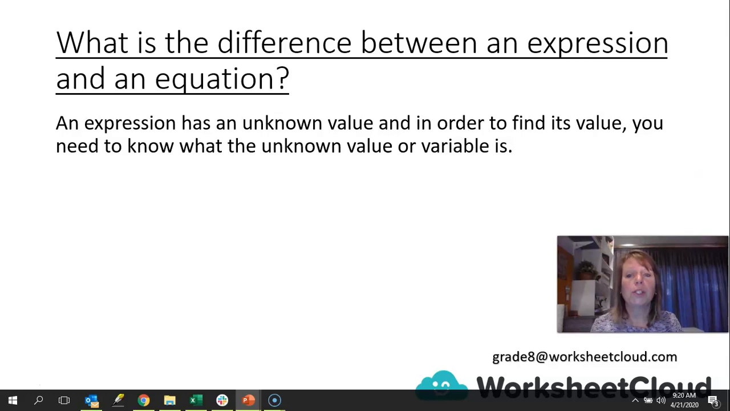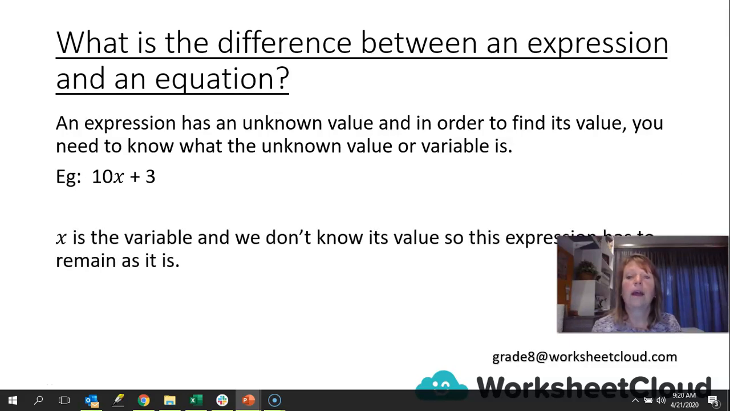Well, an expression has an unknown value, and in order to find its value, you need to know what the unknown value or variable is. So for example, 10x plus 3, we can't do anything with it because we don't know the value of the variable, which in this case is x. The expression has to stay as it is. But if we get given the value, say we're told that the value is 5, then we can say 10 times 5 plus 3, and we can get the value of the whole expression, which is 53. So we can evaluate the expression.